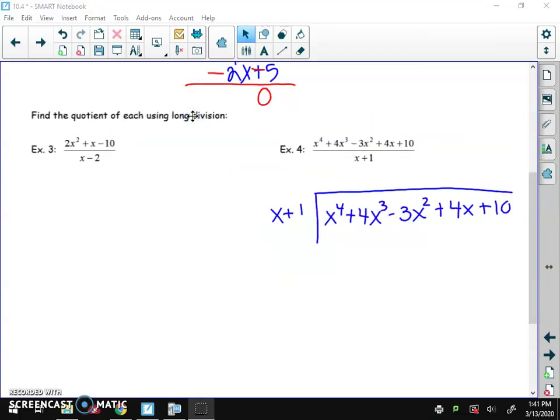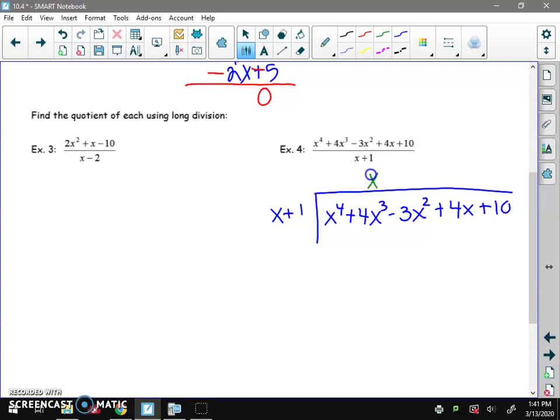All right, next we're going to look at example 4. It's a little more complicated just because of the length of the polynomial, but the process is still the same. In order for me to get rid of the x cubed, I'm going to have to multiply x by x cubed. So remember, the x cubed goes over the x cubed. So x cubed times x is x to the 4th plus x cubed. Again, change the signs. That leaves me with 3x cubed minus 3x squared. So that's going to be a plus 3x squared up here.